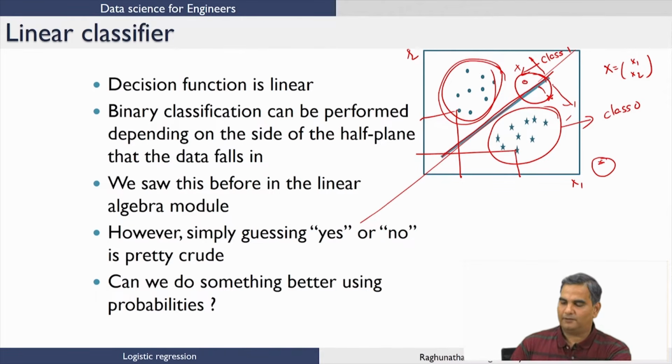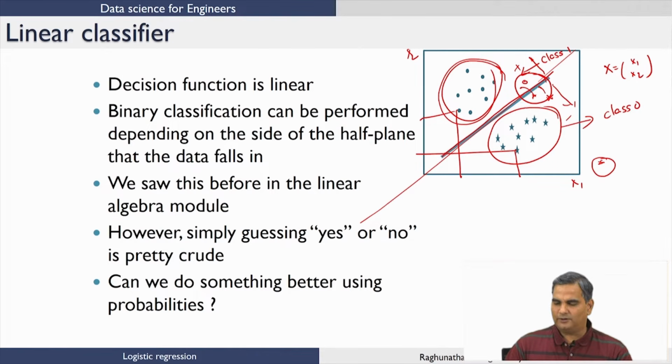So, I could have a data point which is true value here, however, because of noise it could slip to the other side and so on. So, as I come closer and closer to this, then the probability or the confidence with which I can say it belongs to a particular class can intuitively come down. So, simply saying yes, this data point and this data point belongs to class 0 is one answer, but that is pretty crude. So, the question that logistic regression answers is, can we do something better using probabilities?